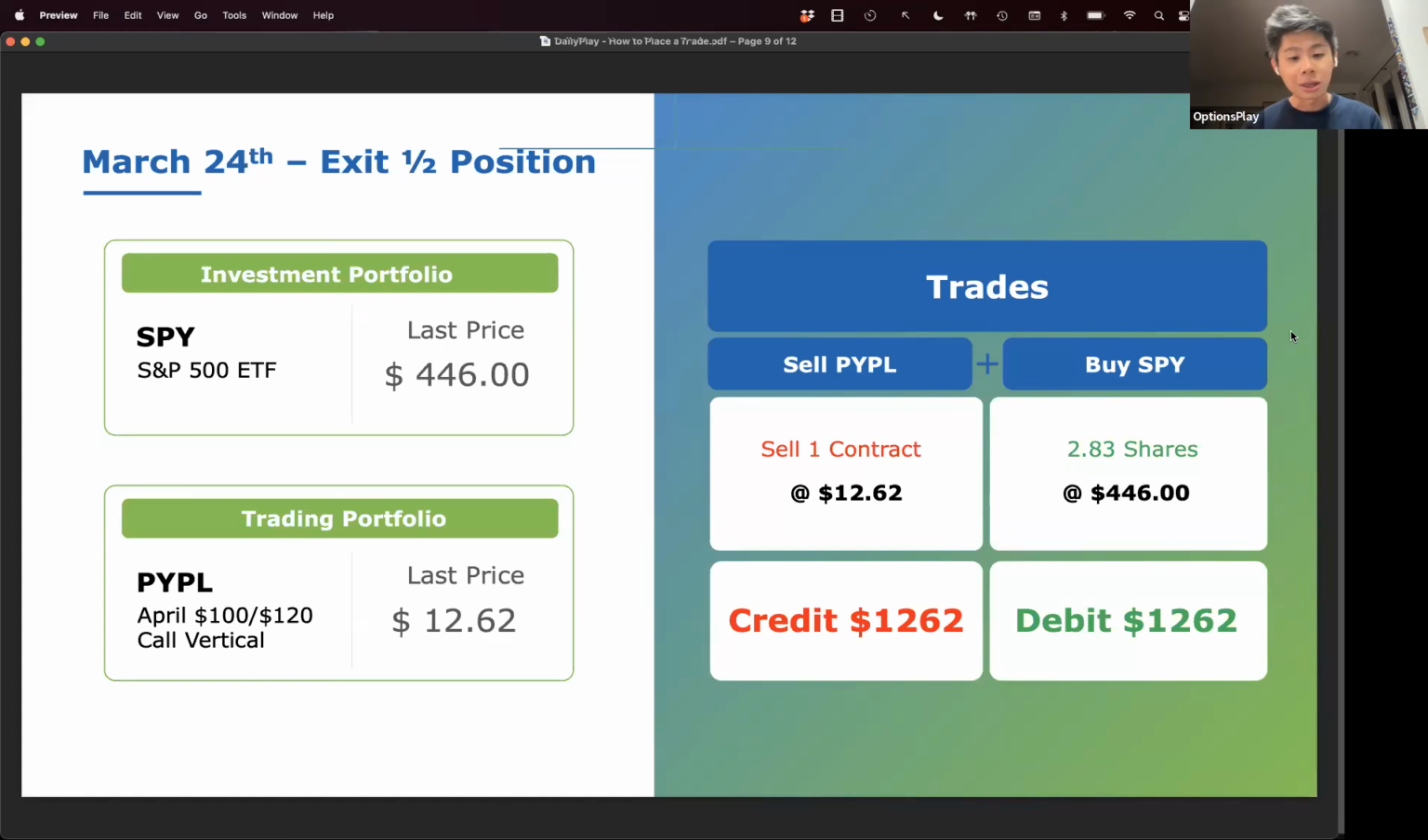If PayPal continues to trade higher here, and let's say we hold this towards expiration, and we get PayPal above 120 by the expiration, the maximum value of this spread is $20.